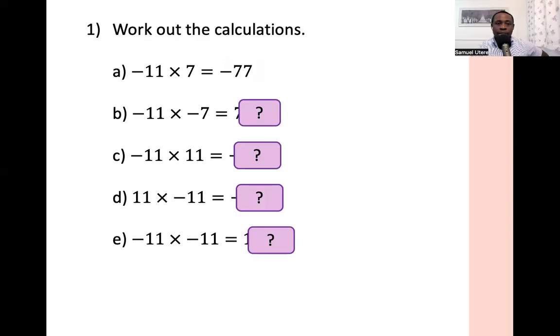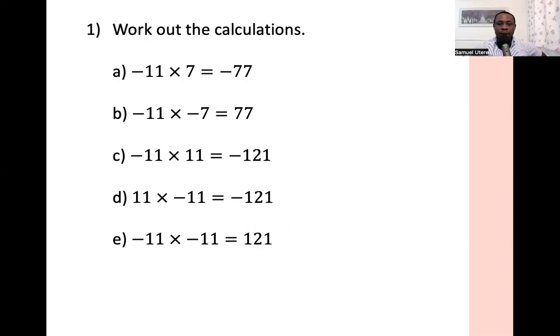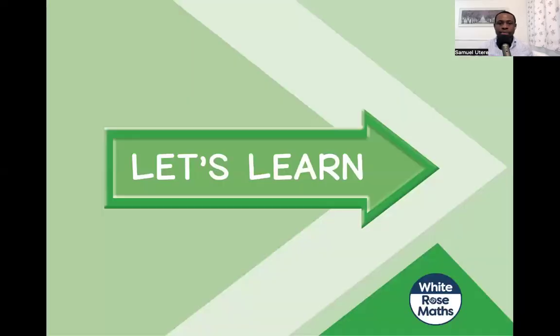You know that negative multiplied by a negative will give you a positive. You know that a negative multiplied by a negative will give you a negative. That's why we have negative 121. And then a positive multiplied by a negative will give you a negative. That's why you have negative 121. And then two negatives will multiply to give you a positive. That's why we have 121. So this is to help you recall the things you learned in the previous lessons.